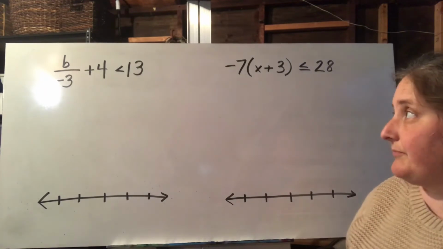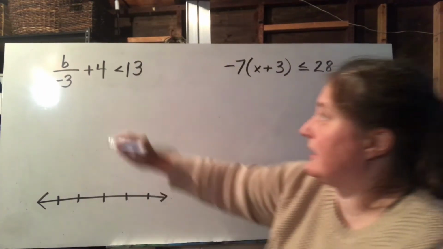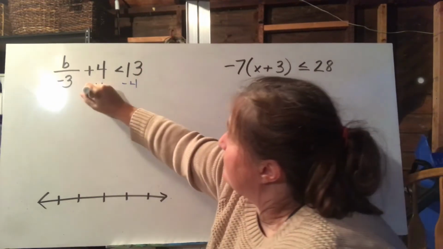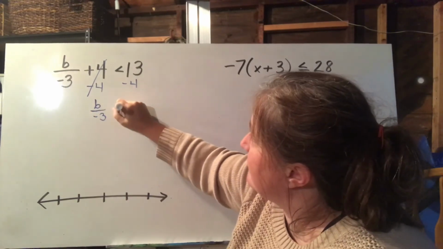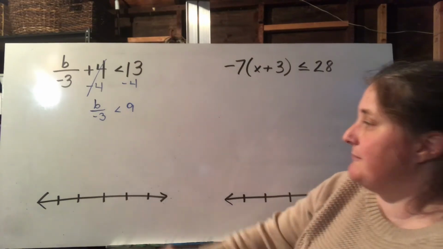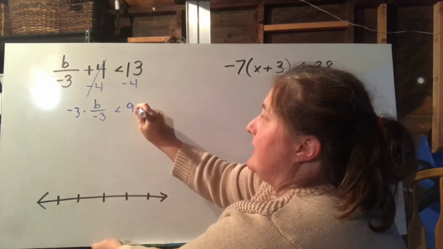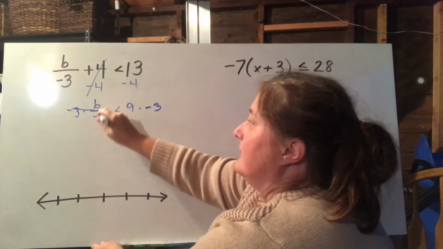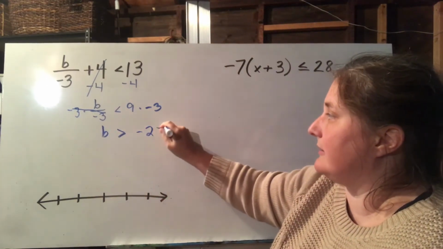Let's try another. So in this problem, I'm going to get rid of the plus 4 first by subtracting 4 from each side. So I'm going to be left with b over negative 3 is less than 9. Now, to get that b by itself, I'm going to multiply each side by negative 3. Except when I multiply each side by a negative, I have to reverse my sign. So I get b is greater than negative 27.